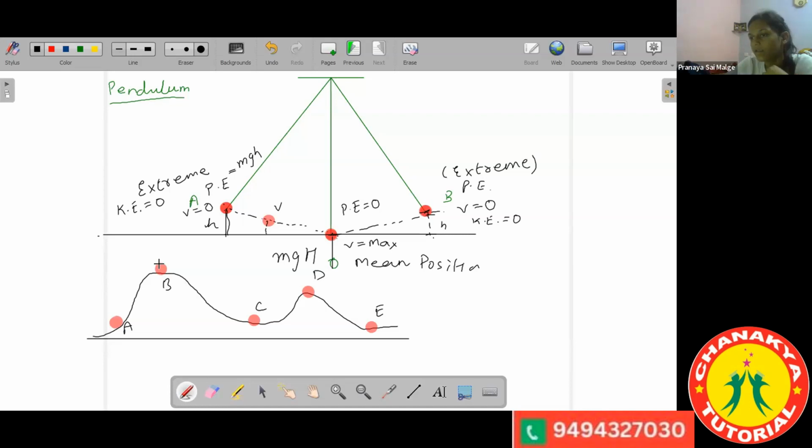At B, potential energy will be there because height is max. So at B, it will have potential energy. What will be at C? Kinetic energy, velocity increases and height decreases. Okay, so at this point, it will have the kinetic energy.